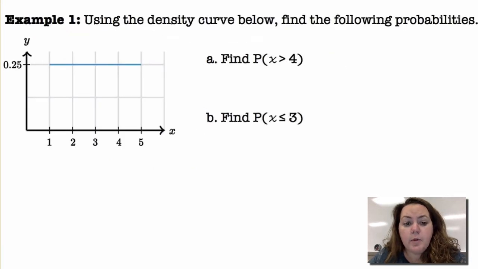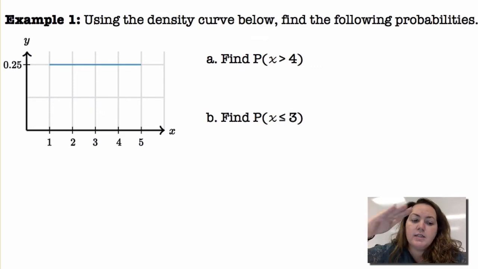All right, so our first example, using the density curve below, find the following probabilities. You can see that it goes from 1 to 5, and at all of those values, it's continuous, has a probability of 0.25 at every value. So 1, 1.25, 1.0001, 3, 3.001, the probabilities stay at 25%.